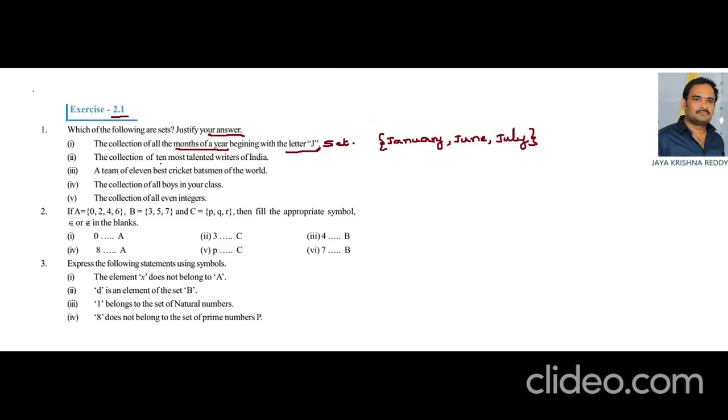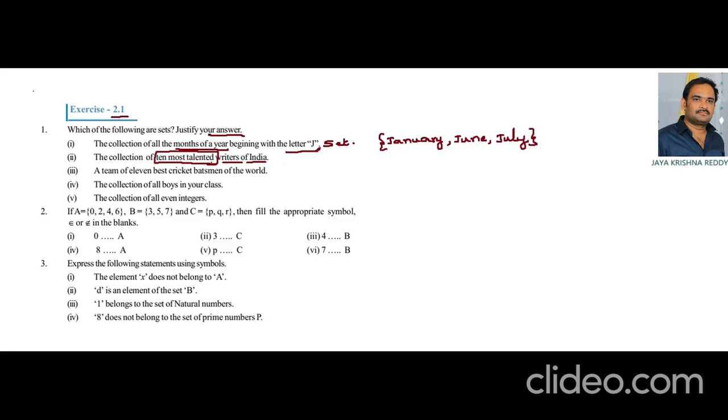Next, second one, the collection of 10 most talented writers of India. So here we have to select the writers of India. Okay, but which type of writers we have to select means the definition is given here as 10 most talented. Most talented means in which way we have to decide the writer as a most talented, whether he should write more number of books or he should write the books in more number of languages, or he should have more number of followers.